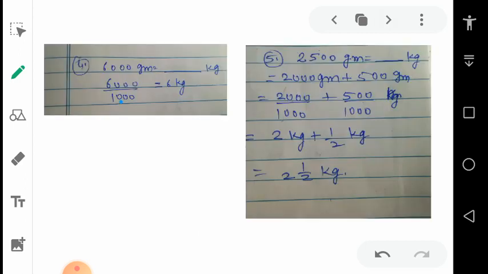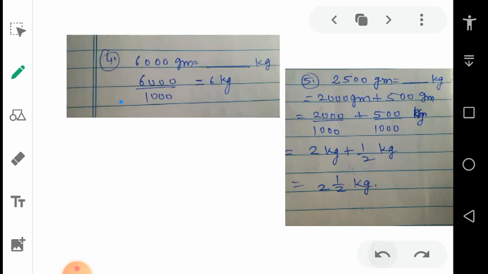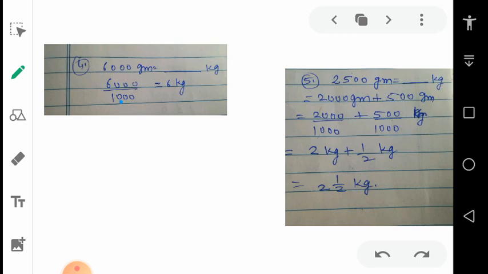Similarly, we can also convert gram into kilogram. As in the previous example, we converted kilogram into gram, and here we convert gram into kilogram. So we will divide by 1000. You have to remember both the conversions. If gram is converted into kilogram, we divide by 1000. So 6000 is divided by 1000 and all the zeros are cancelled, we get 6 kg. So 6000 gram is equal to 6 kg.